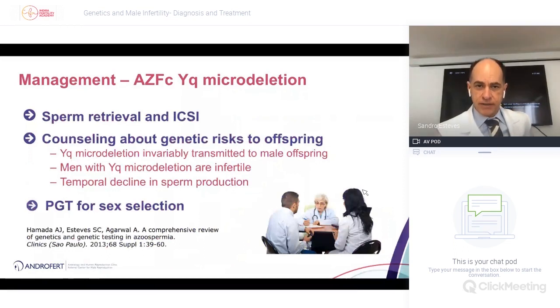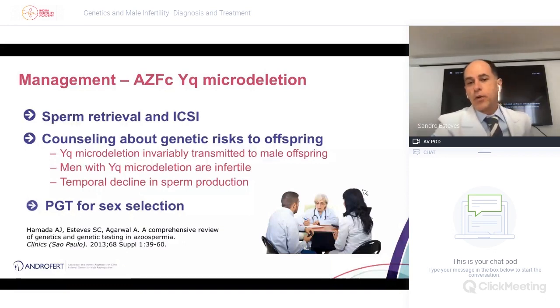If I find sperm, then I need to counsel the patient, the couple, about genetic risks to offspring. First of all, it's important to tell the couple that if it's a baby boy, the Y chromosome microdeletion from the father will be invariably transmitted to male offspring, which means the baby boy, when adult, will be infertile. There's a 100% chance of transmitting the deletion from the father. Sometimes the deletion in the offspring could be even bigger than the father's and could affect some other conditions.